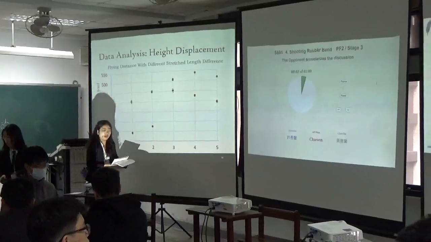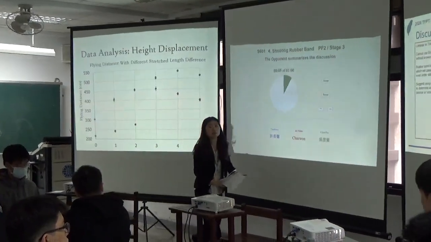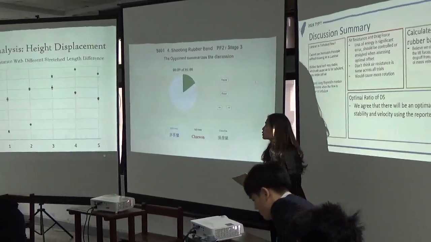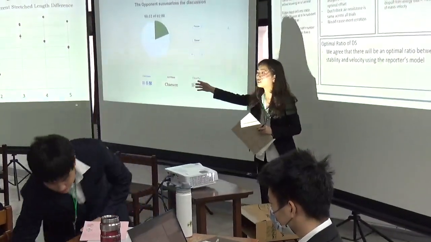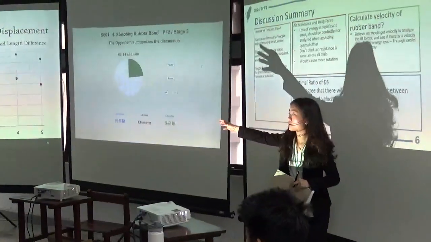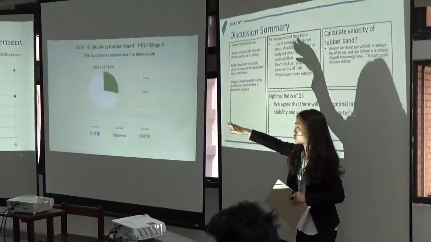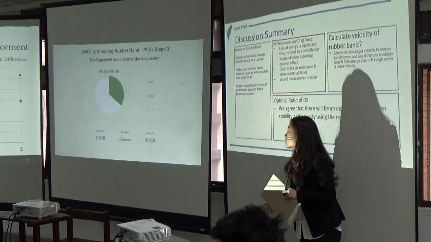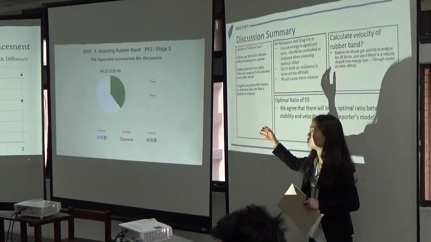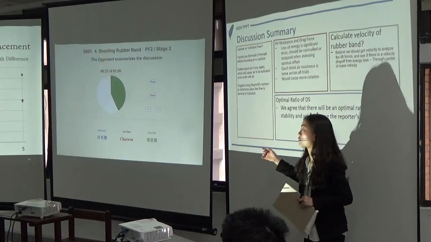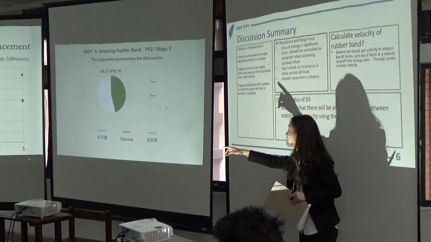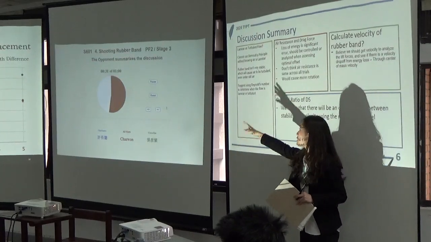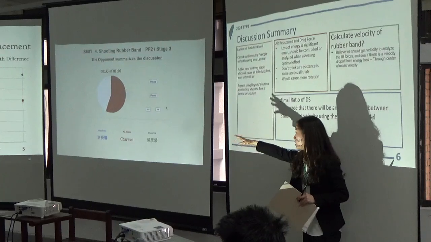In our discussion, we first talked about the laminar flow and the importance it has in discussing Bernoulli's principle, and also we discussed how horizontally stable the rubber band will be when it goes through a trajectory, considering the angular momentum and the torque. We also considered how the shape of the rubber band will change and how that contributes to the drag force change in the rubber bands. And we also talked about the data analysis of the height displacement between the different lengths.